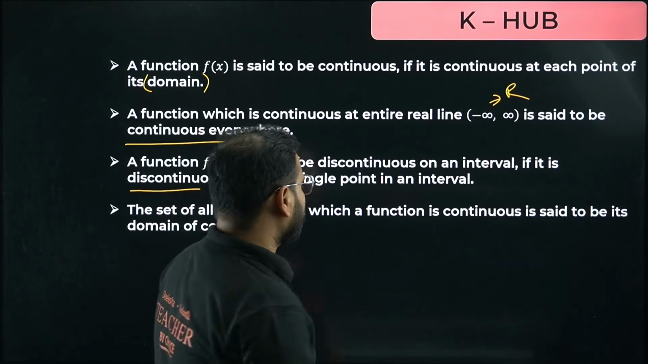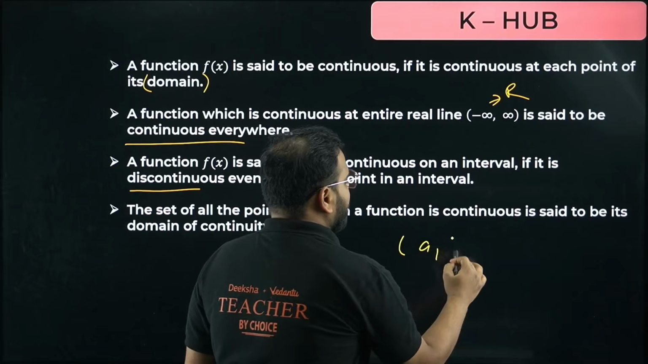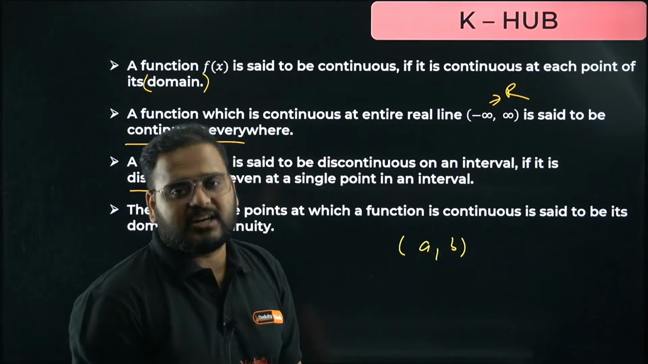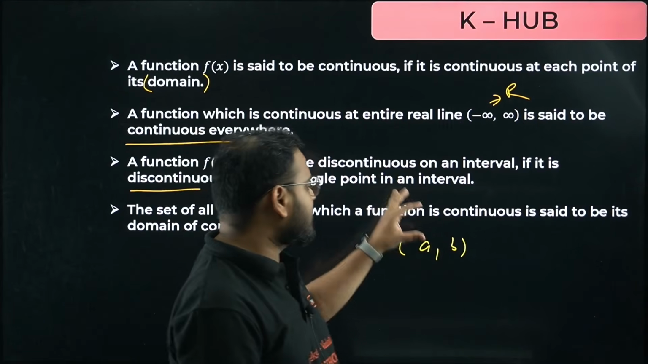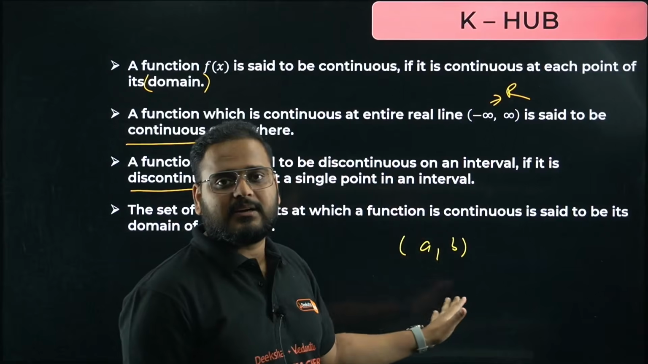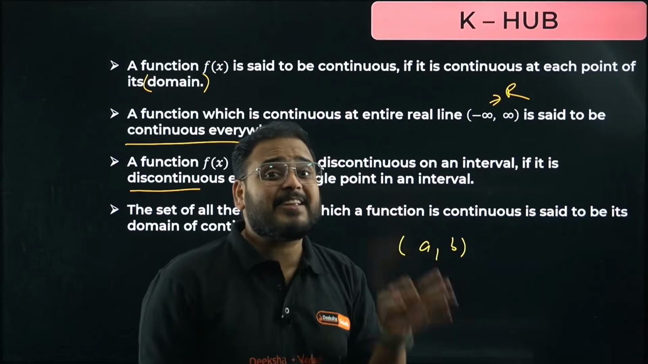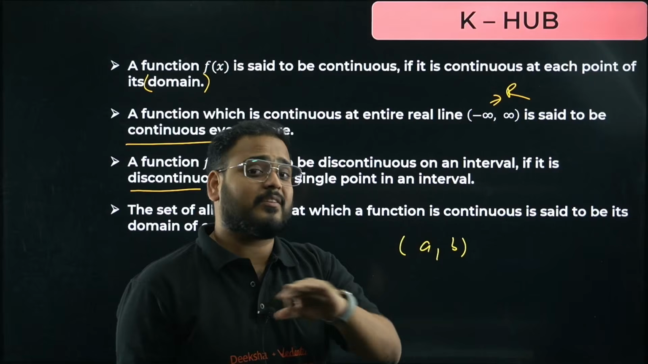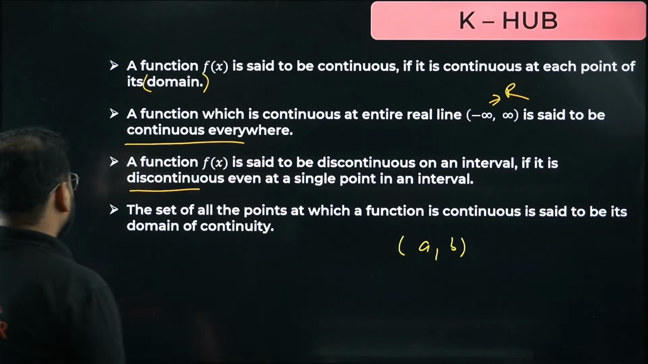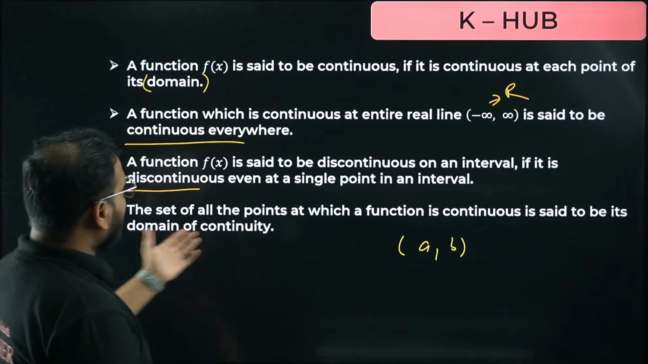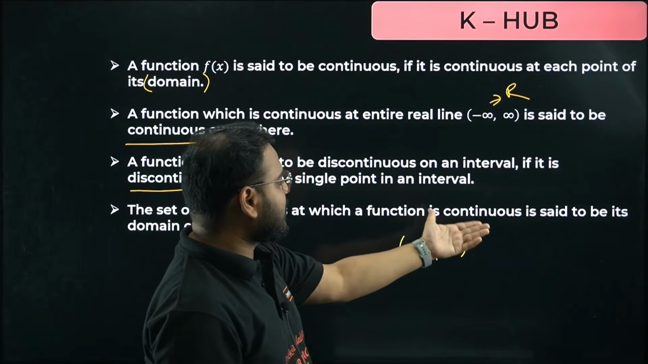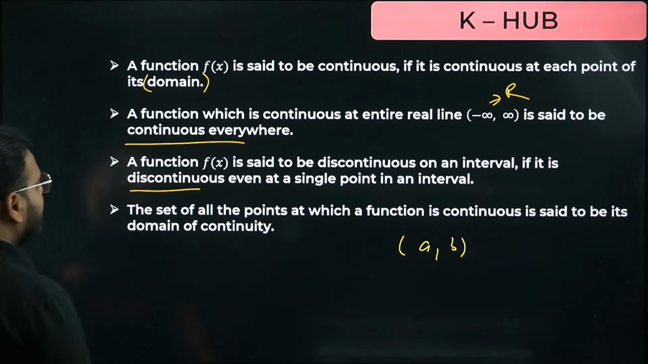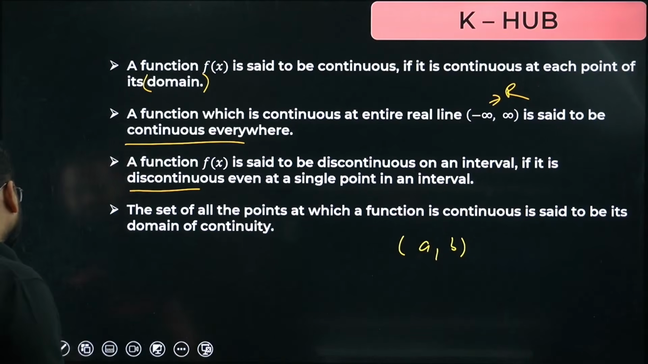Correct, no? Let's say I take this interval a to b. At any point in the interval, if it is discontinuous, then function f will be discontinuous in this interval. As simple as that. It should be continuous at every single point, and then only can we call the function continuous in that interval. Otherwise, no. What else do I have? The set of all points at which the function is continuous is said to be its domain of continuity. Simple points.